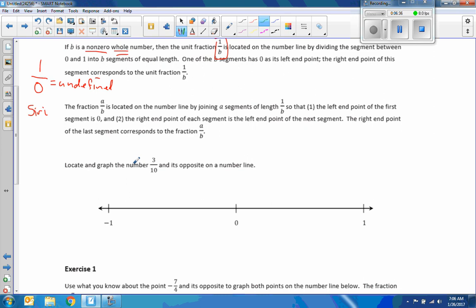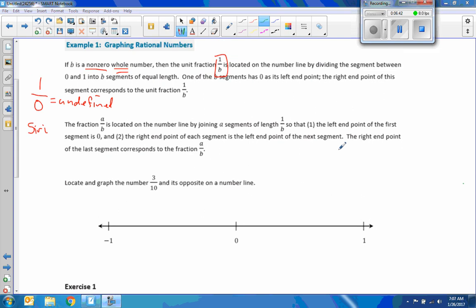So this says locate and graph the number 3/10 and its opposite on the number line. Okay, so we're given a number line here. 0 is our center, and it goes to -1 on the left, and it goes to +1 on the right. So this is a segment from 0 to -1, and this is a segment from 0 to 1. They're the same length, but one's positive going in the right direction, and one is negative going in the left direction.